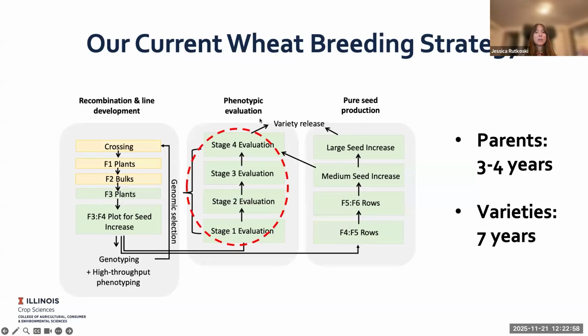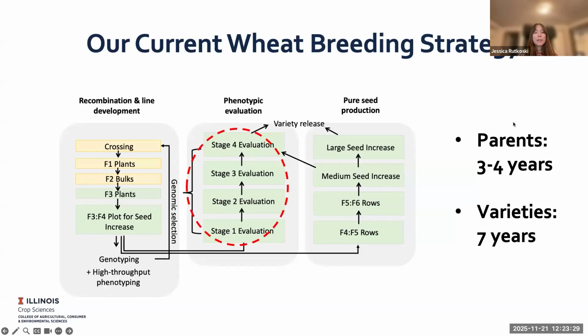All that data is what we use for making decisions. We make decisions on what to advance, but also we make decisions on what to use as parents as well. So all this information helps us improve our genomic selection models. So we use that to train all of our models. And when we're making selection decisions, we're using all of the data that we've accumulated from the past years of testing in that process.